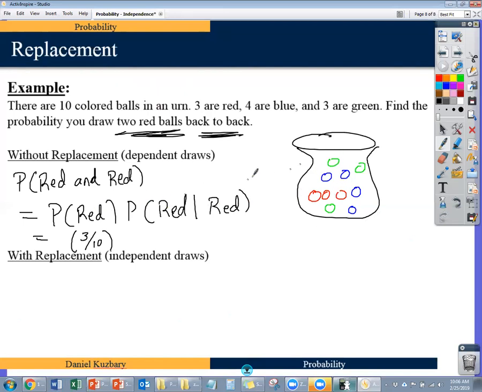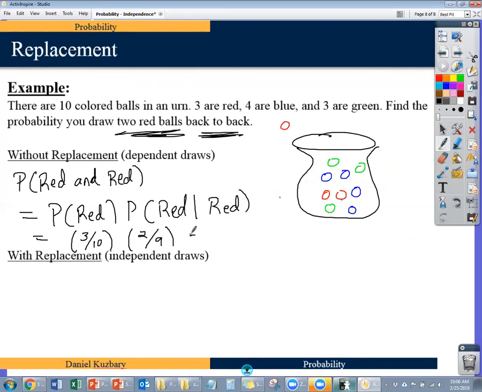So this is the chance I draw a red from the 10 balls. And then I'm doing it without replacement, which means now I'm going to take a ball out because my red ball's out here now. Now there's only 9 balls, and 2 of them are red. And there's 9 total. So the chance that I draw a red ball, given that I've already drawn a red ball, is going to be the chance of getting a red ball out of this group now, which is going to be 2 divided by 9.